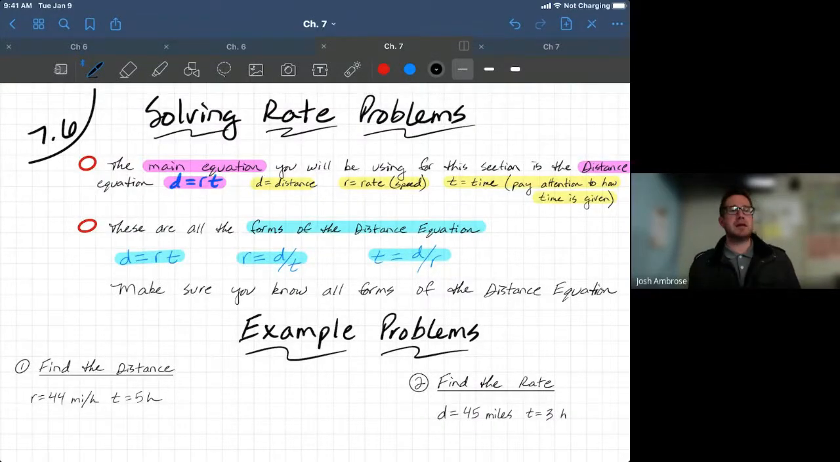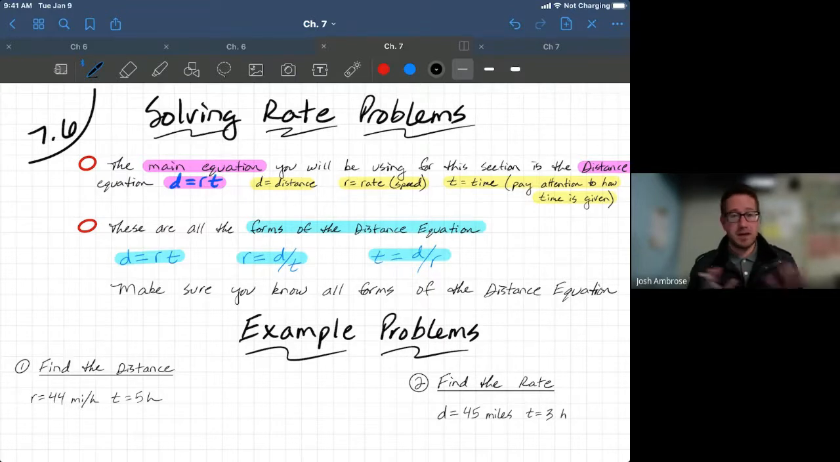Here we go again. We are in section 6 today. All right, chapter 7, section 6, notes all about solving rate problems. Okay, rate, think of it as like speed. In this case, like the speed of a car, bike, train, whatever we're talking about here. We're going to be talking about distance, rate, as well as time.